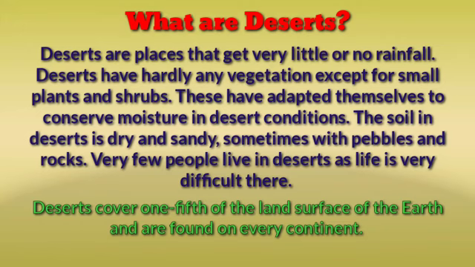What are deserts? Deserts are places that get very little or no rainfall. Deserts have hardly any vegetation except for small plants and shrubs. These have adapted themselves to conserve moisture in desert conditions. The soil in deserts is dry and sandy, sometimes with pebbles and rocks.